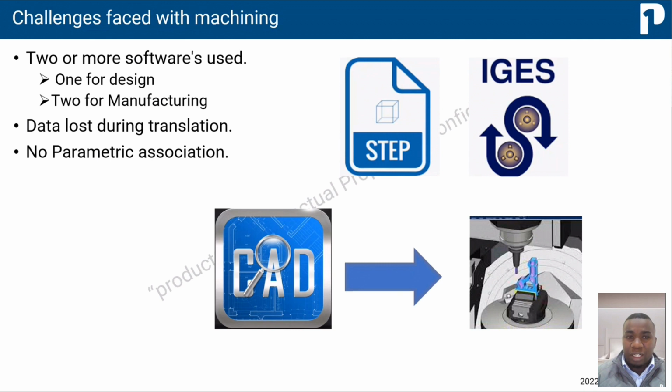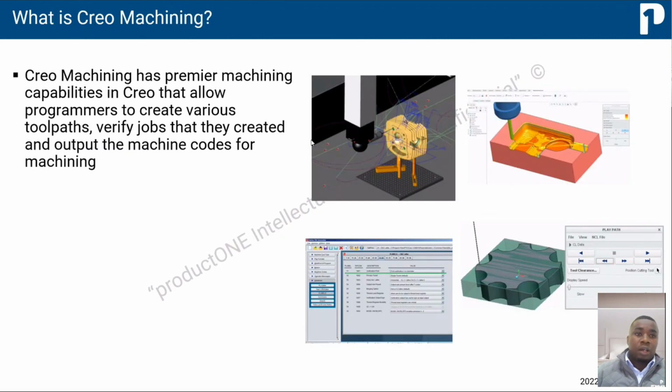So how do we go about solving some of these challenges that are being faced in industry today? Well, that is where Creo Machining comes in. Creo Machining has premium machining capabilities that allow programmers to create various toolpaths, verify jobs that they created, and output the machining codes for machining.